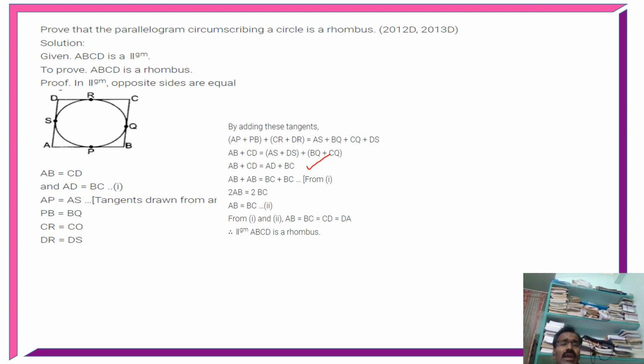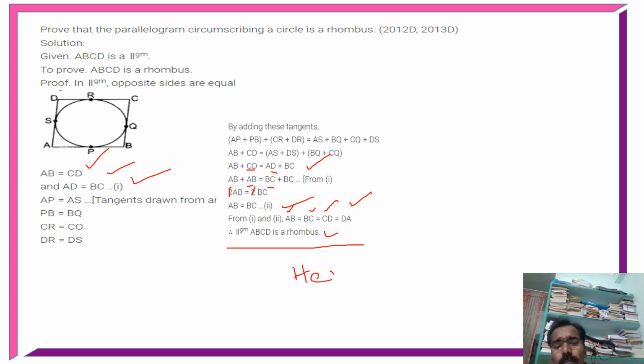But we know that in a parallelogram opposite sides are equal. Here we wrote AB equals CD, AD equals BC. So instead of CD we can write AB since it is a parallelogram. Instead of AD we can write BC since it is a parallelogram. 2AB equals 2BC. Here these two cancel, and we have AB equals BC. From 1 and 2 we can conclude that AB, BC, CD, DA, all lengths are equal. A parallelogram in which all sides are equal is called a rhombus. Hence it is proved.